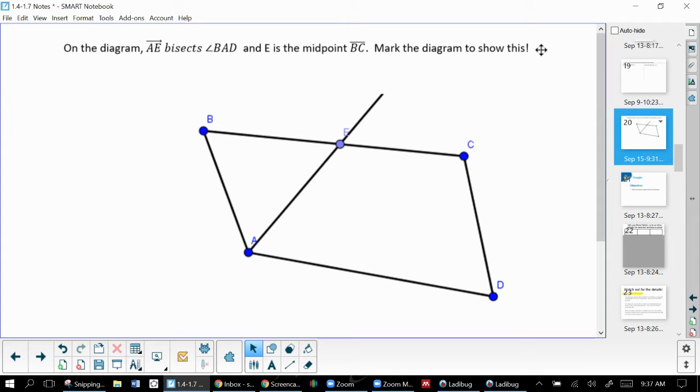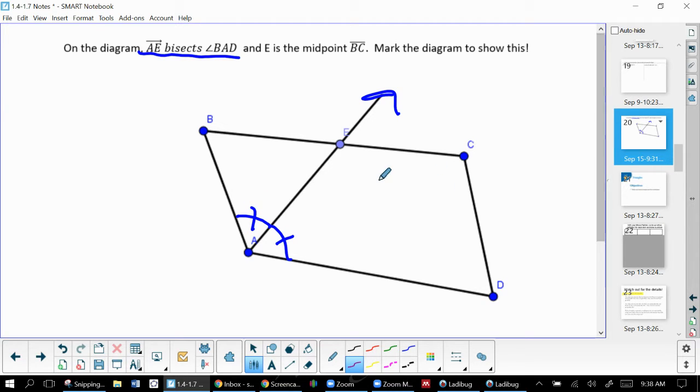Okay, so on this one, we've got a couple of things going on here. First of all, ray AE bisects angle BAD. So we'll find ray AE, the ray that goes off forever in that direction. And then angle BAD, A is the vertex. And so AE is bisecting this angle. The only way we'd have to mark that down on our paper is that we know that bisecting an angle creates two equal angles. And so that's how we'd mark that.